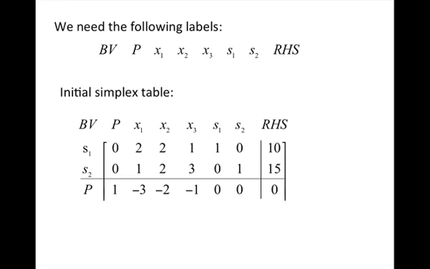When you do this, in row 1, I get 0, 2, 2, 1, 1, 0, and that equals 10. In row 2, I get 0, 1, 2, 3, 0, 1, and that equals 15. And then in row 3, I have 1, -3, -2, -1, 0, 0, and that equals 0. In my initial table, the basic variables are always my 2 slack variables and then the P.